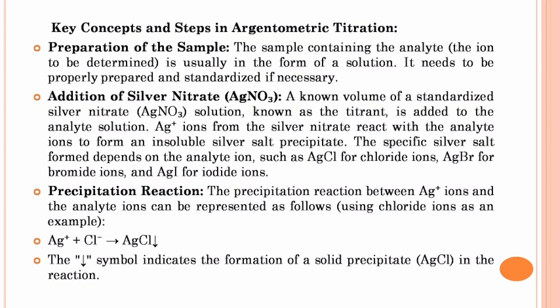Third, precipitation reaction. The precipitation reaction between Ag+ ions and the analyte ions can be represented as follows, using chloride ions as an example. Ag+ plus Cl- gives AgCl, with a down arrow. The down arrow symbol indicates the formation of a solid precipitate, AgCl, in the reaction.